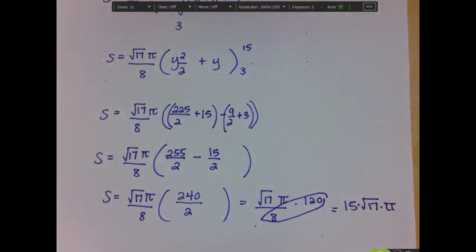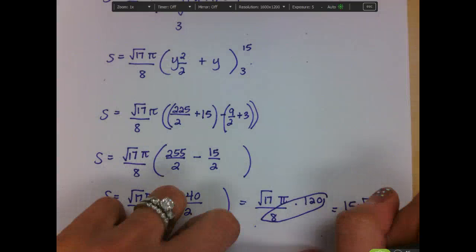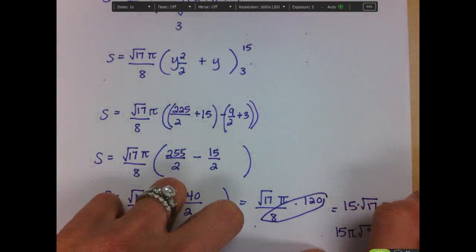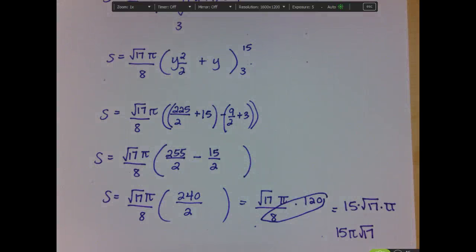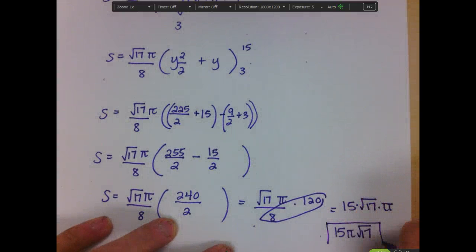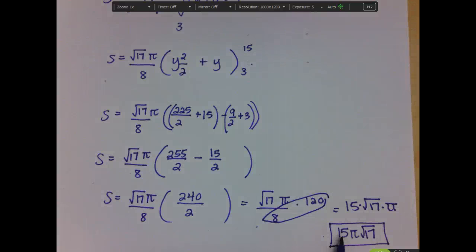Now all three of those things are being multiplied, and the order in which they're written shouldn't matter. So this is probably the most preferred, where you've got the whole number, the pi, and a radical, although it doesn't really matter. So there's an example of finding the area of a surface when we're revolving a curve around a y-axis.